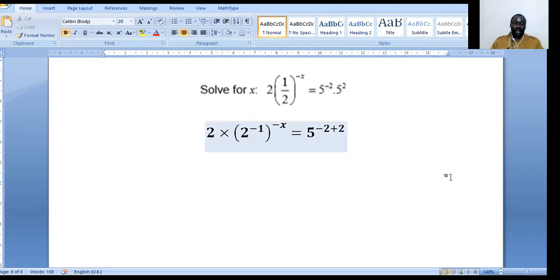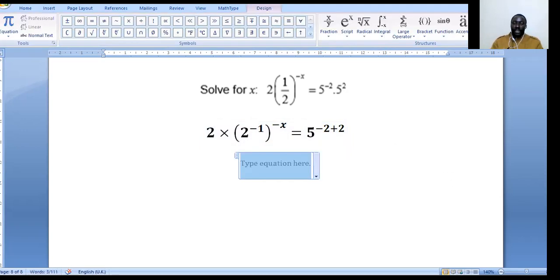So now the thing we have on the left hand side is 2, which is this one here with exponent 1, obviously. Then this one here, we can write it as 2 with exponent positive x, because -1 times negative x is going to be positive x. Then what we have on the right-hand side is going to be 5 exponent 0. That is -2 plus 2 simplifies to 0, which gives us 5 exponent 0. And 5 exponent 0 is 1.